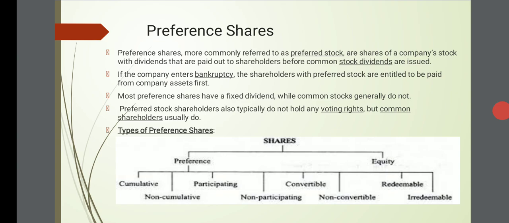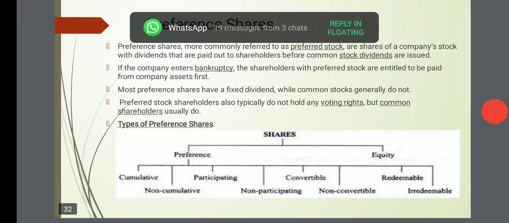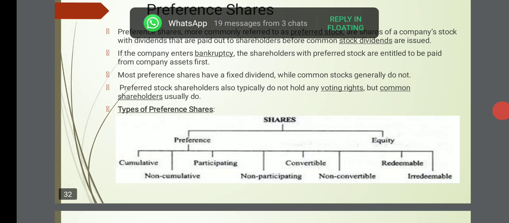If you look into cumulative preference shares, what are they? Cumulative preference shares are the shares where if the dividend on the preference share is not given, then that dividend accumulates, and it is to be paid in the future with whatever dividend has accumulated over a period of time. Non-cumulative preference shares: if the dividend is not paid in, for example, 1 year, then that does not accumulate, and there's no obligation to pay in the future.